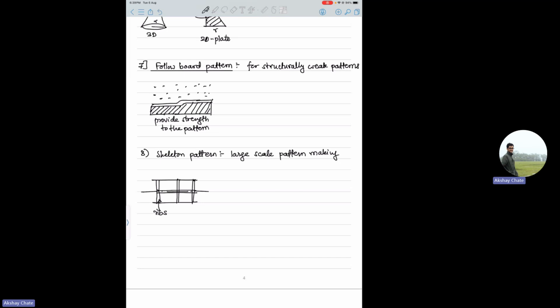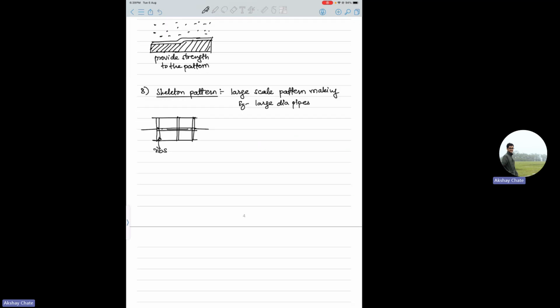Whatever you want to do, for example, you can take large diameter pipes. These you must have seen, big sewer pipes or oil pipes or something like that. We need them to transport liquids over a longer distance. So there these skeleton patterns are used, because making even a wood pattern this big is not a good idea. Okay, so that is about patterns.